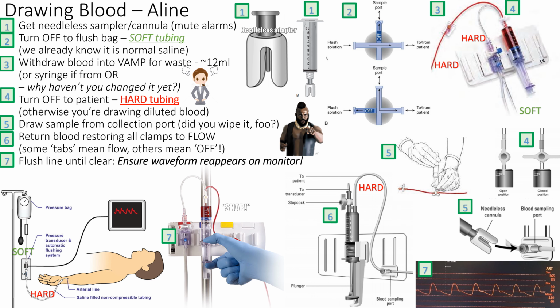So when you have an A line, this works for a CVP as well. These are all the steps here. You need to grab a syringe with a little adapter here.